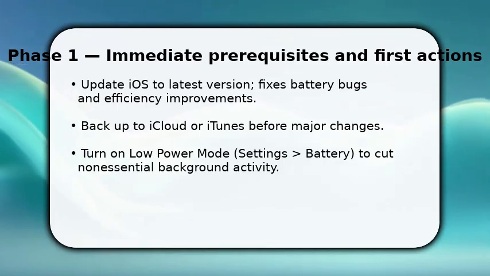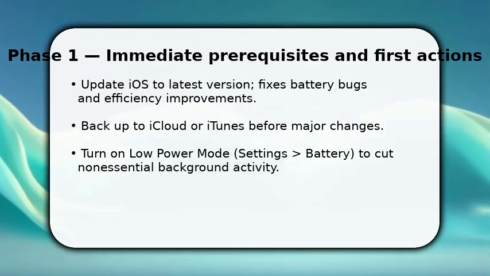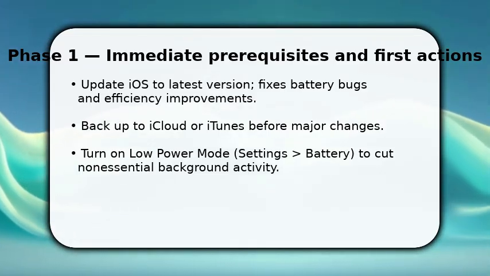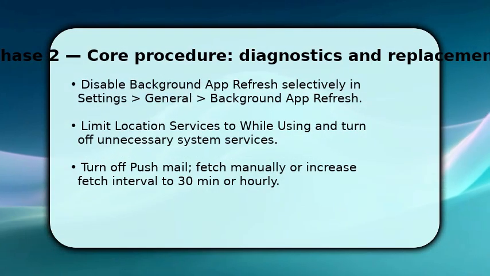While low power mode runs, reduce screen brightness and switch off raise to wake to stop accidental lighting. These first steps save power fast and let you continue with deeper settings without risking data loss. Now you dig into the middle steps.